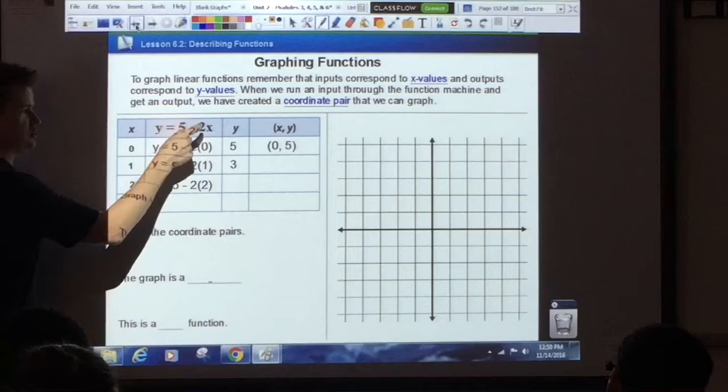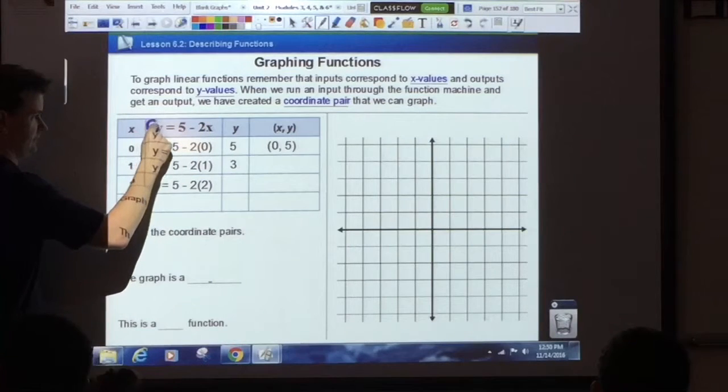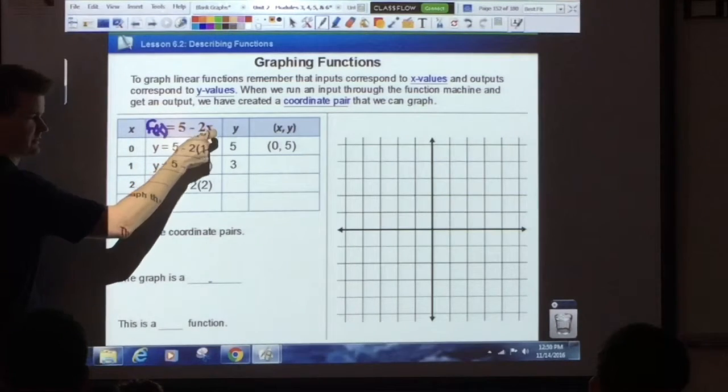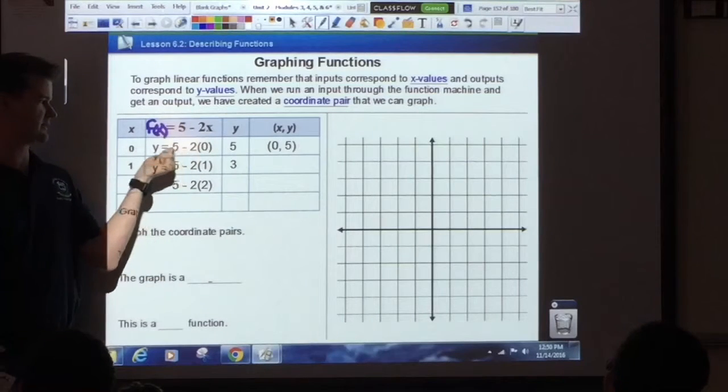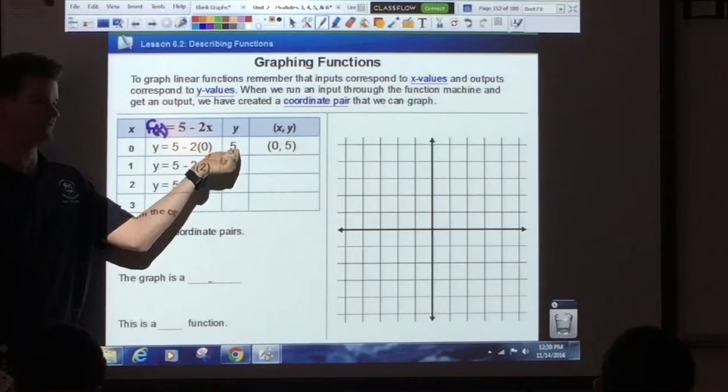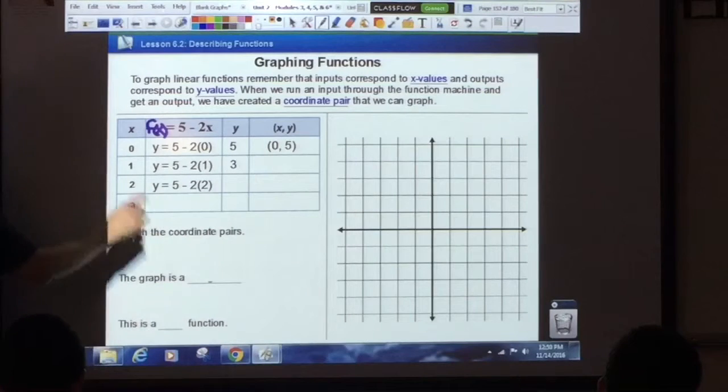These into the function or the equation. This should be a function for x. So here, I put 0 in for x. Negative 2 times 0 is 0. My output is 5. That gives me a coordinate pair. I go to the next one.